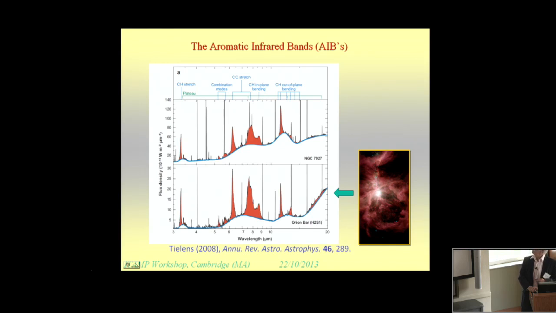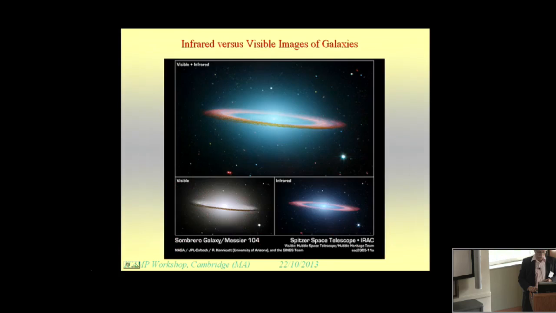You can find different names. Aromatic infrared bands is fine for me. The question is that they are seen everywhere. It's very important, observable nowadays with new instruments.